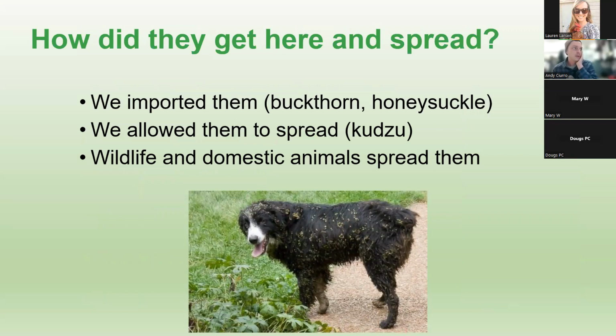So how did they get here? Humans is the short answer. A lot of times they were shipped over intentionally, often for erosion control and some other intended application. Other times they would hitchhike over unintentionally, and they spread usually through wildlife.